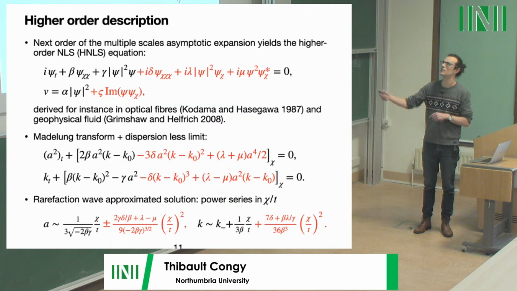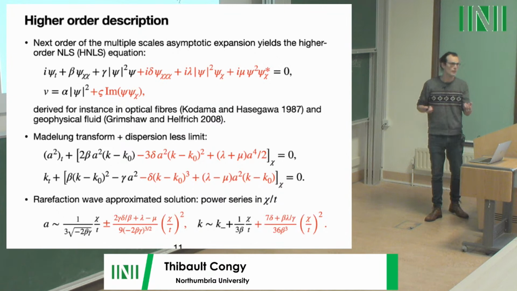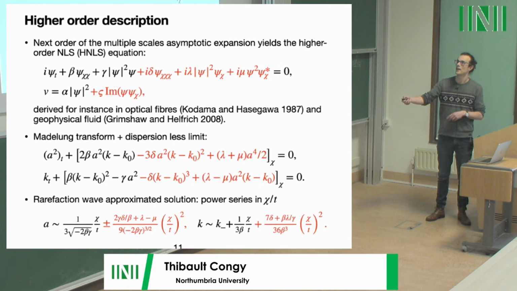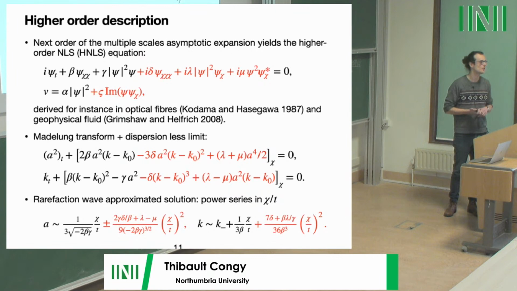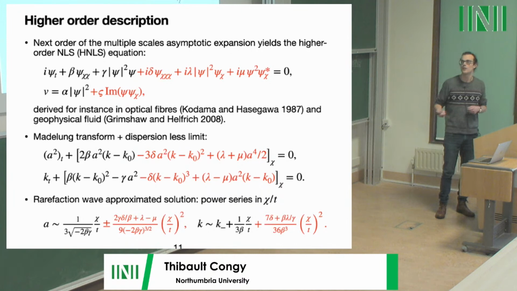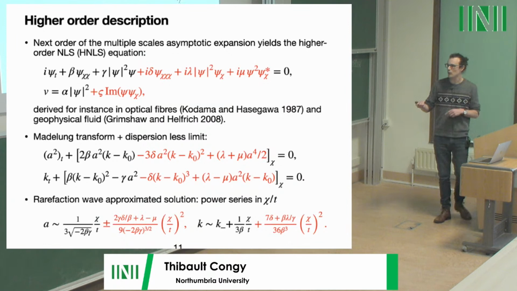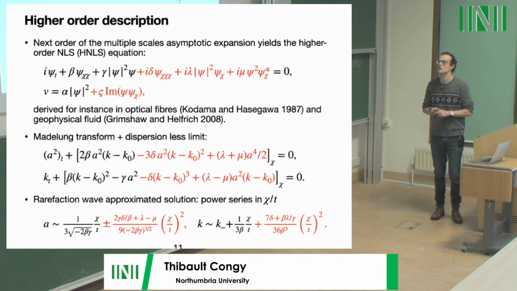You have this correction for the envelope. You also need to consider this correction for the mean value here. And you do the same: Madelung transform, you take the dispersionless limit, and you obtain this system. It's a system of two equations, so you can always find Riemann invariants, but in that case, we could not find an analytical expression for the Riemann invariant. So since you are interested in the next correction of the rarefaction wave, you can look for an approximated solution in power series of chi over t. And that's what I'm showing you here. You have this coefficient that now depends on the higher order nonlinear term. And the plus minus here corresponds to the sign of beta.